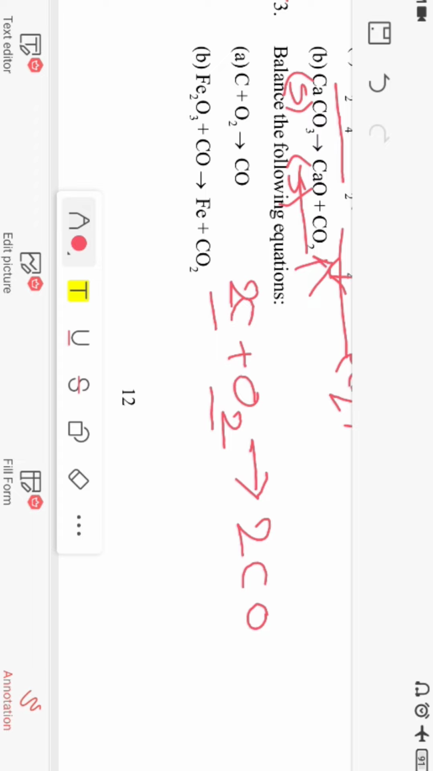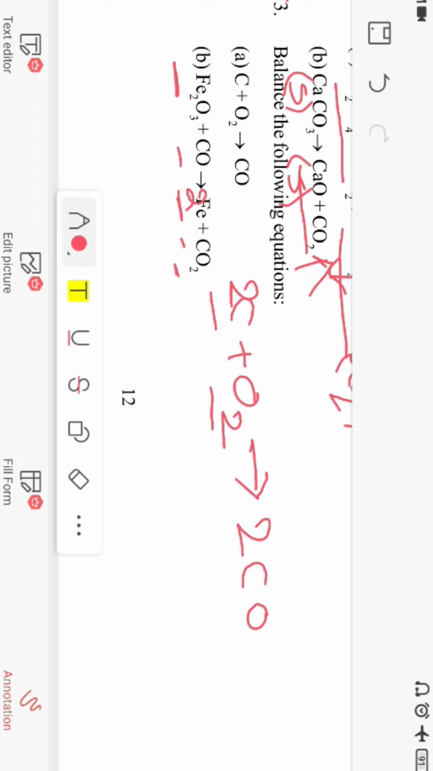Fe2O3 plus CO gives Fe plus CO2. On the left hand side there are 2 Fe's, but on the right only one Fe. And there is one C, but the O's are 3 on the left with one in CO. First, what I will do here: Fe2 means on the right hand side I will write 2 Fe. Now the Fe is balanced.